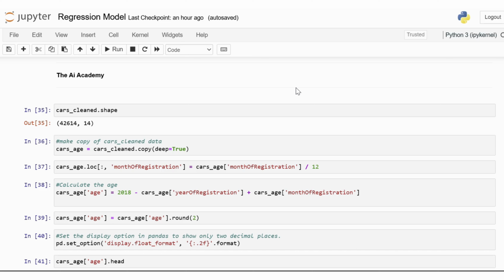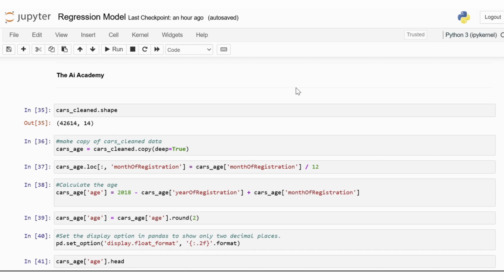So, in the last lecture we performed initial data cleaning steps. Our dataset had records with years of registration that didn't make sense, including dates far in the future and some that were too old to be relevant. We filtered the data to include only registrations between 1950 and 2018. Next, we handled the power of the cars, measured in PS, which had some extreme values and many zero values. We set a sensible range for power between 10 and 500 PS to exclude unrealistic entries.